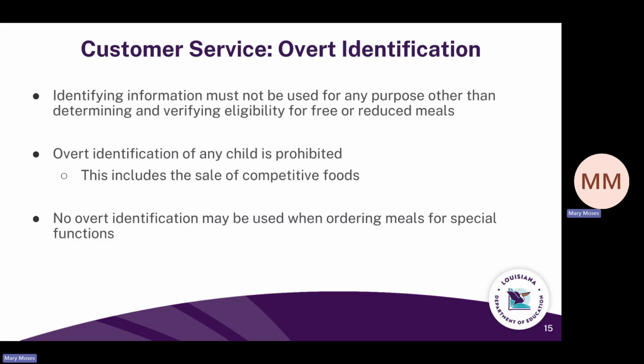Identifying information must not be used for any purpose other than determining and verifying eligibility for free or reduced meals. Overt identification should be considered in different situations beyond the application process. This includes at the point of service, where other students may see eligibility statuses on the cashier computer screen. Or for example, when special functions take place that require alternate meal service types, such as field trips and class parties. In these instances, no overt identification of meal status should occur.